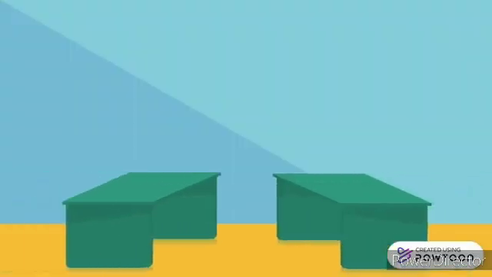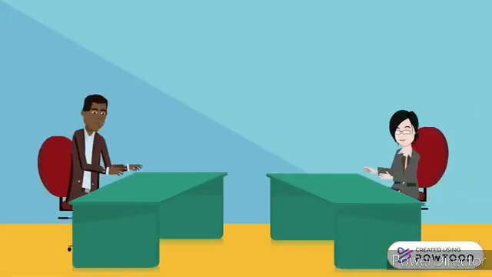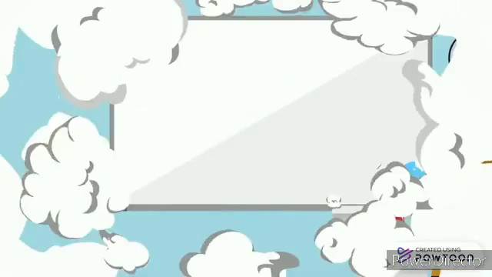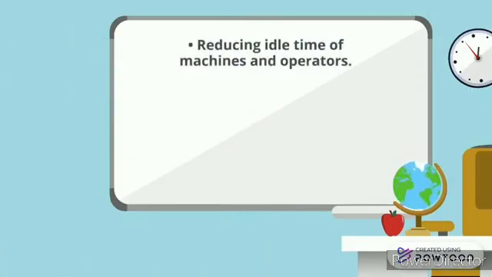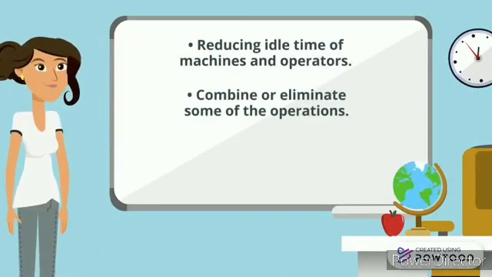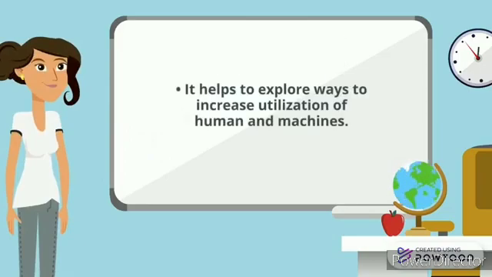Multiple activity chart is extremely useful in organizing teams of operatives on mass production work. This is also used in maintenance. It is used to determine the number of machines which an operator can handle. It is useful in reducing idle time of machines and operators, and combining or eliminating some of the operations. It helps to explore ways to increase utilization of human and machines.